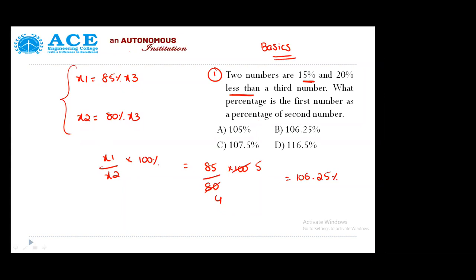First number out of second number. First number is what percentage of second number they asked. You know, first number is nothing but here 85% of x3. Yes, that x3 will get cancelled. Percentage also get cancelled. We can write this as 85 by 80 into 100. We are converting to 100. With respect to 100, we have to find. So it's 106.25%. Such a basic question this is.